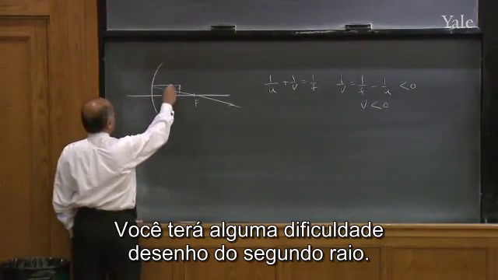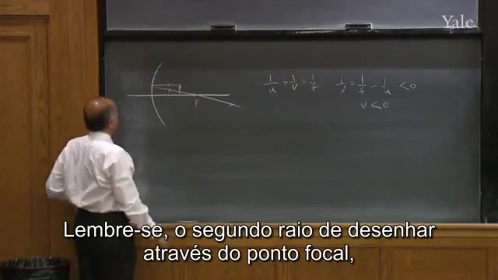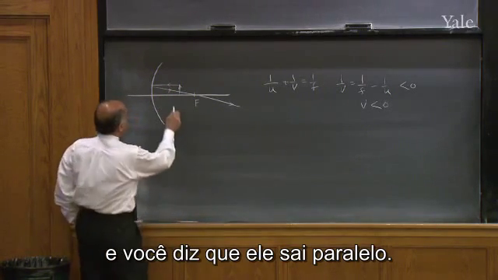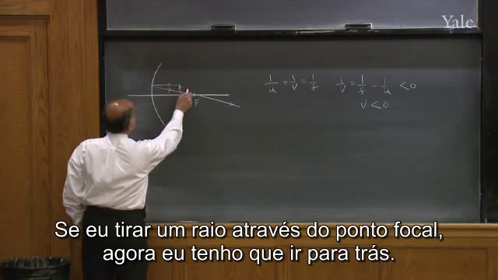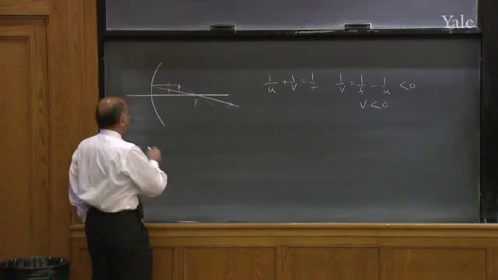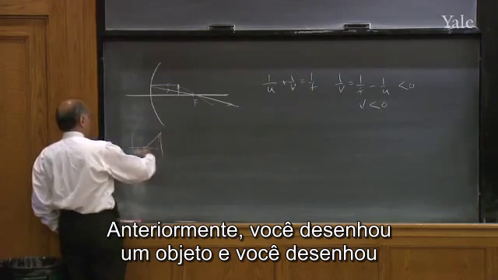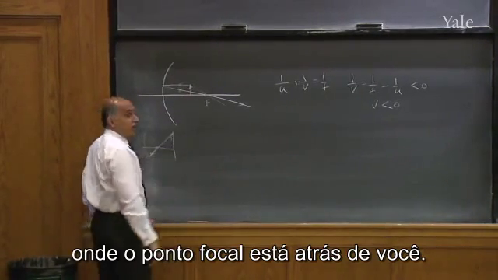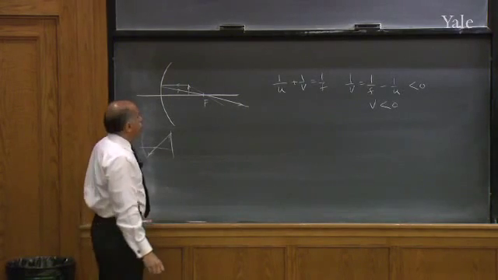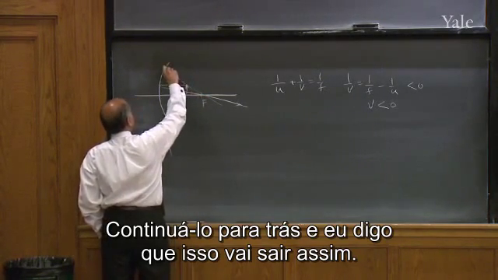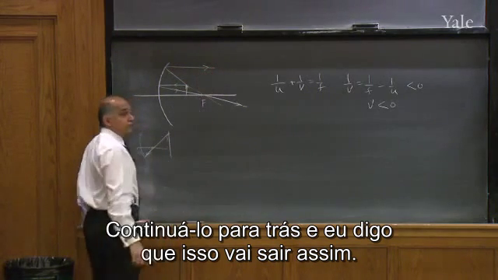You will have some difficulty drawing the second ray. Remember, the second ray, you draw through the focal point, and you say it comes out parallel. If I draw a ray through the focal point, now I have to go backwards. Previously, you drew an object and you drew a line through the focal point heading towards the mirror, but the focal point is behind you. So what's the fate of this? Here is what you do. Continue it backwards, and I claim it will come out like this.